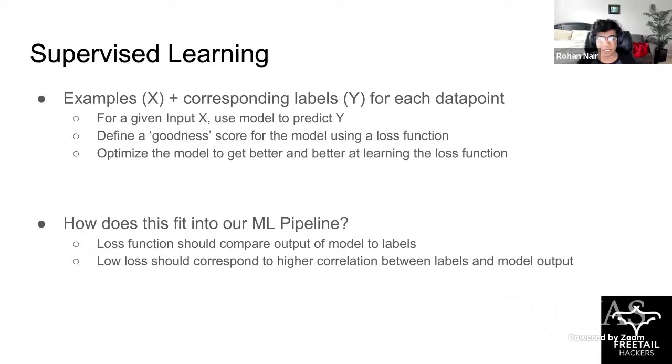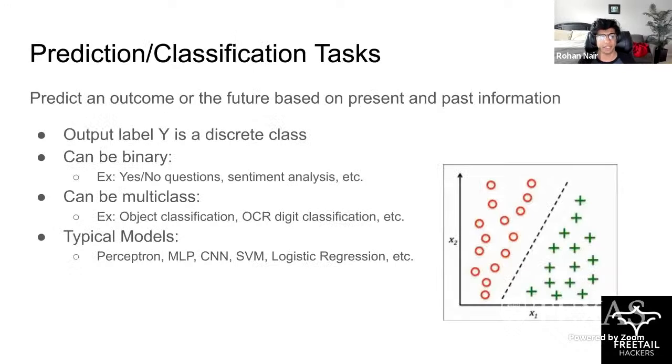Let's get into some examples of supervised learning, which we said we could break down into classification and regression. The first thing we're going to talk about is prediction and classification tasks. We're going to predict an outcome for the future based on the past and present information. But the important thing in classification is the output label Y is a discrete class. For example, a binary output decision, like a yes/no question, or something like sentiment analysis: is it positive or negative? There's a discrete label given to each example that we're going to try to learn.